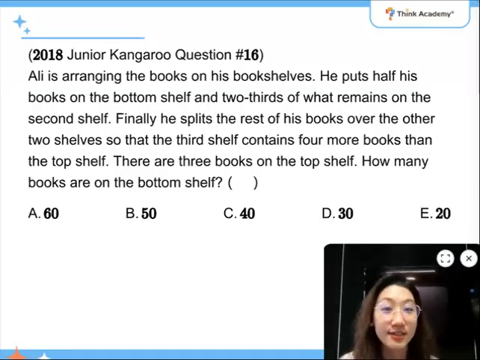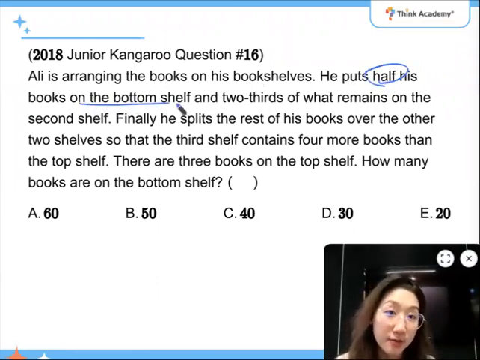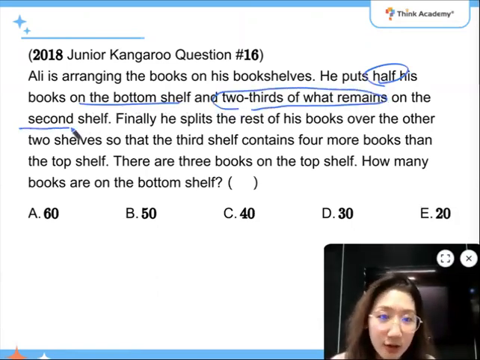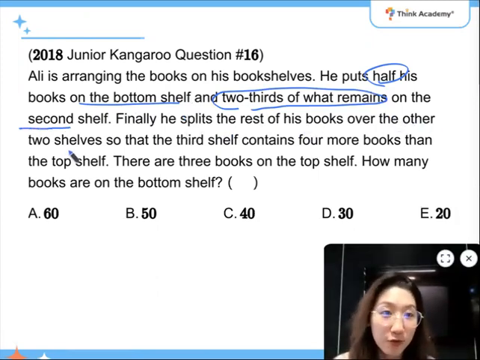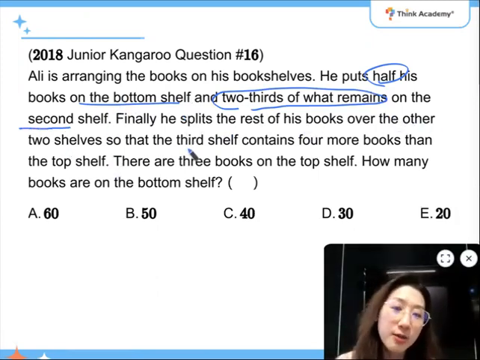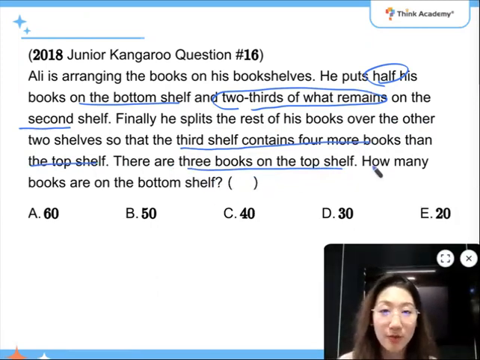Right, now let's look at question 16. So here, Ali is arranging the books on his bookshelf. He put half of his books on the bottom shelf and 2/3 of what remains on the second shelf. So finally, he splits the rest of his books over the other two shelves, which means the first and third shelf, so that the third shelf contains 4 more books than the top shelf, and there are 3 books on the top shelf. How many books are there on the bottom shelf?